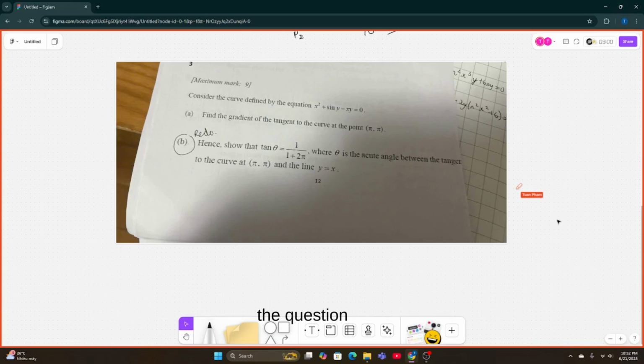Okay. The question says, consider the curve defined by the equation. Here we have the equation x squared plus sine y minus xy equals 0. So usually this is an equation involving both x and y, mixed in terms of many things, right? Find the gradient of the tangent to the curve at the point (pi, pi). So the gradient of the tangent line is the derivative of the function, right? So what you need to find is dy over dx.